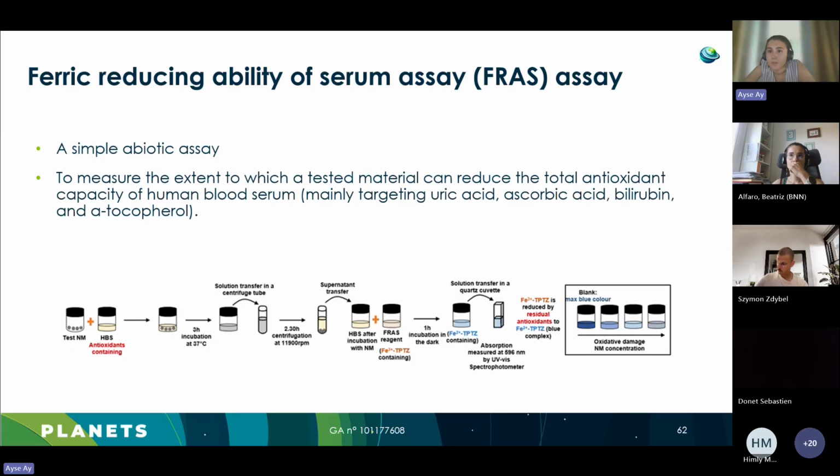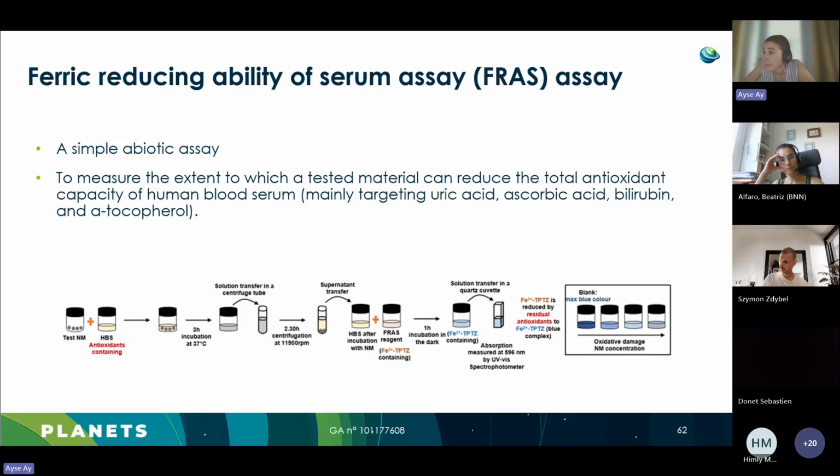There we are measuring the total antioxidant capacity of the human blood serum and then the reduction in that antioxidant level. And in this experimental setup, we are incubating the test materials in human blood serum, again under controlled conditions. And during this process, the antioxidants present in the serum can be consumed depending on the oxidative damage potential of the chemical that we are testing.